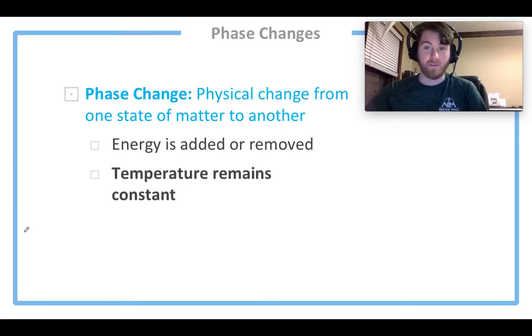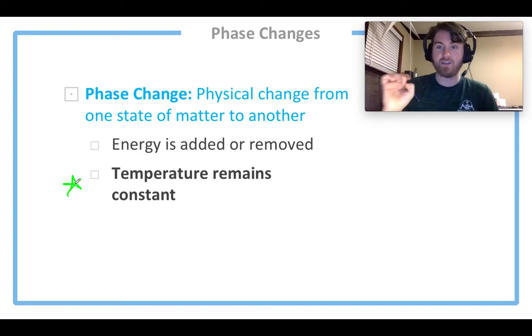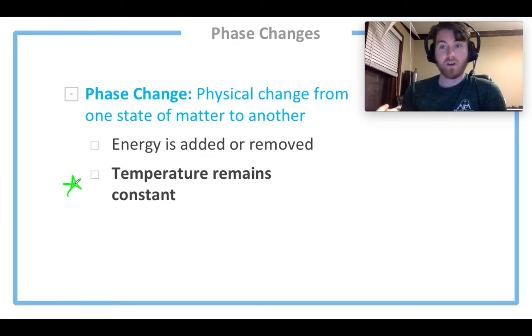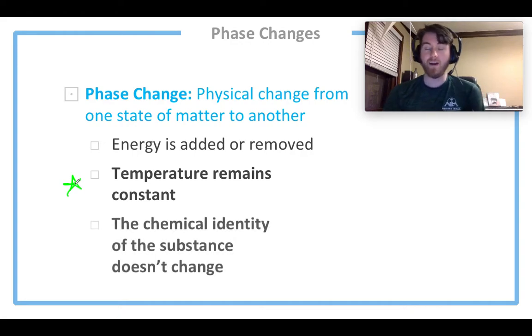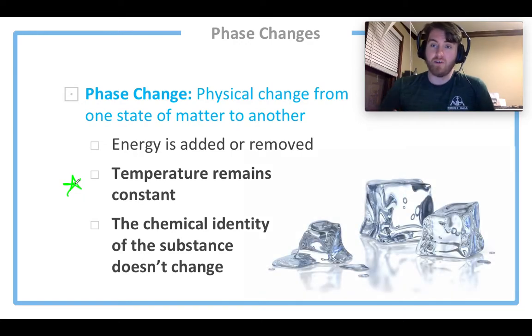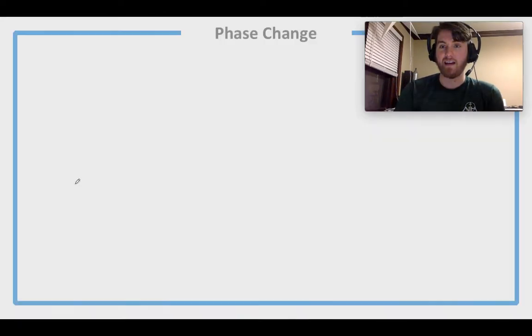Now, during a phase change, this is a really, really big idea. During the phase change itself, the temperature remains constant. What I mean by this is that we'll see an example in a bit, but if a material is currently undergoing a change in phase, there is going to be 0 temperature change. And then finally, your material stays the same. If you start out with liquid water and you freeze it, you still have water, it's just in a different phase. So the chemical identity does not change. Again, with ice, it all stays the exact same.